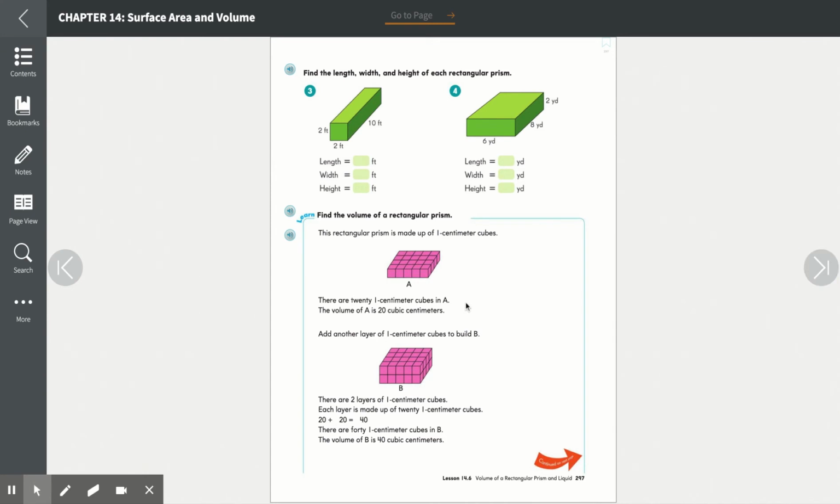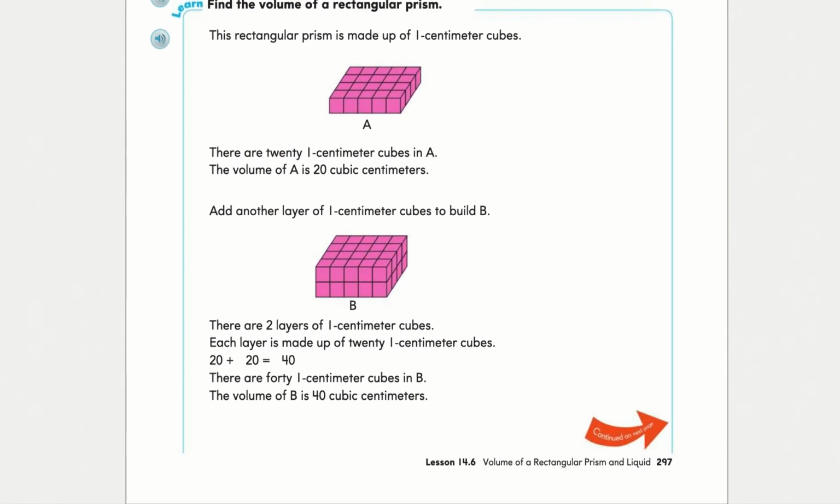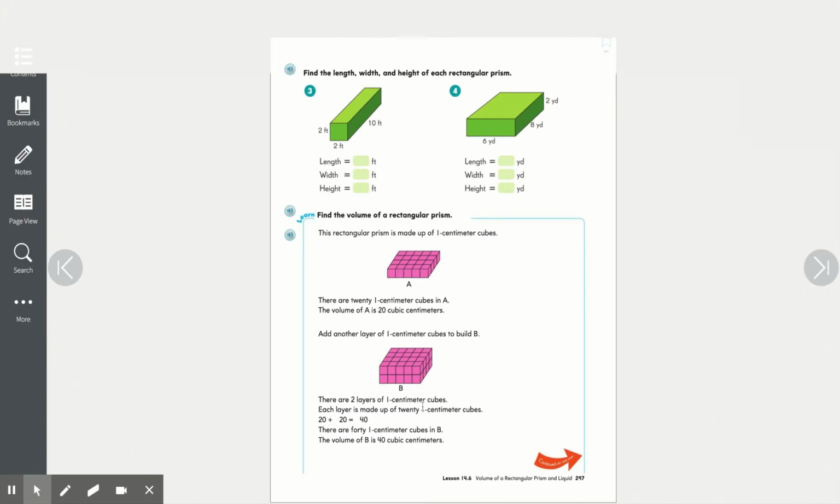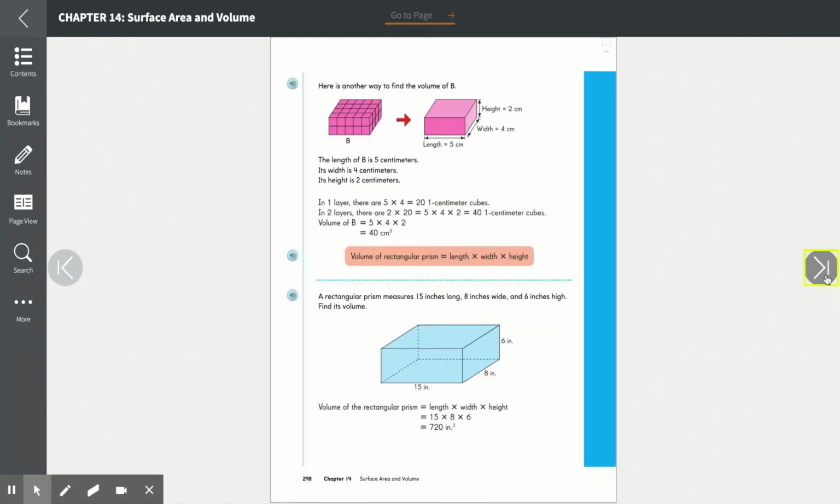And then to find the volume, we did some volume practice before with 1 centimeter cubes. So there are 21 centimeter cubes in A, and another layer of 1 centimeter cubes is used to build B. So there are 2 layers of 1 centimeter cubes, and each layer is made up of 21 centimeter cubes. 20 plus 20 is 40. So there are 41 centimeter cubes in B, and the volume of B is 40 cubic centimeters.